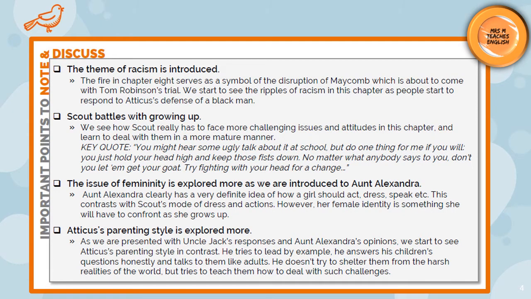As we work through this rather long chapter, I'd like you to focus on these four issues. Firstly, the theme of racism, which is introduced here. Secondly, Scout's battles with growing up and maturing. Thirdly, gender issues, particularly the role of femininity. And fourthly, the way Atticus's parenting style is explored.